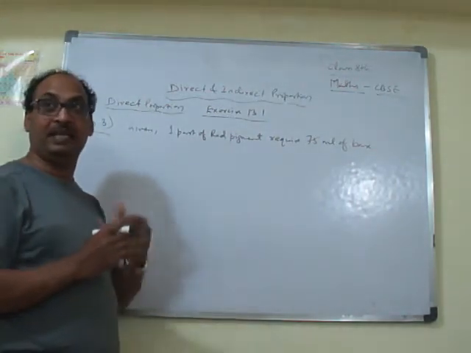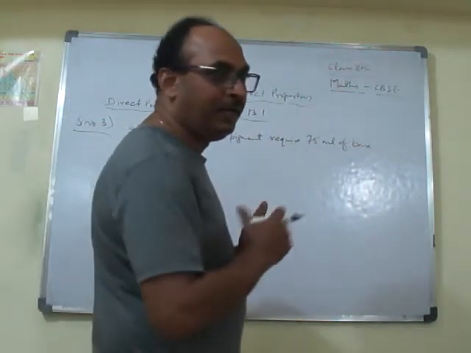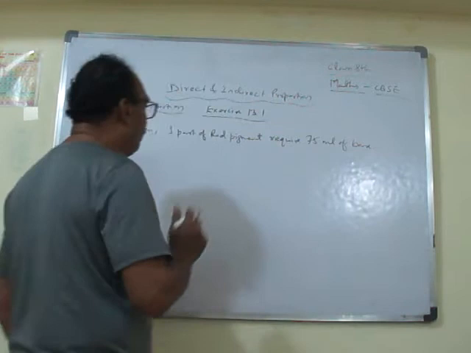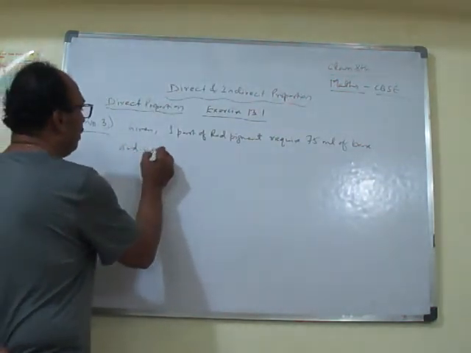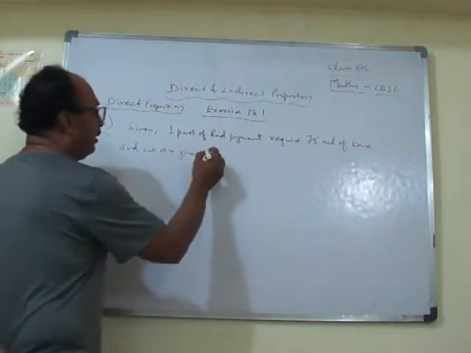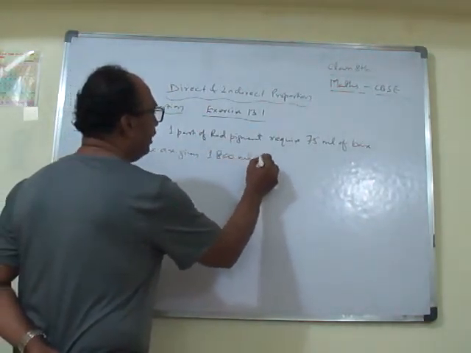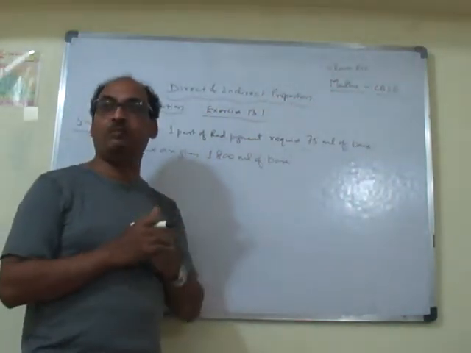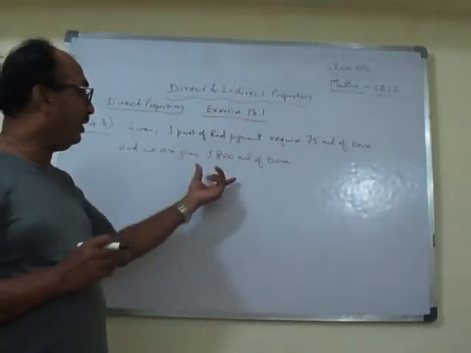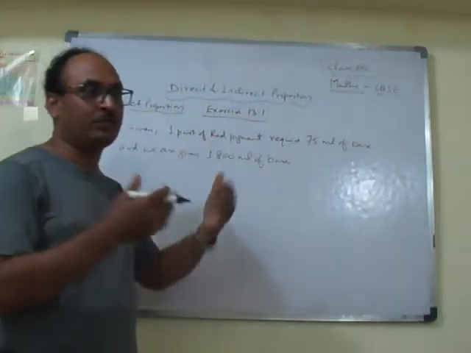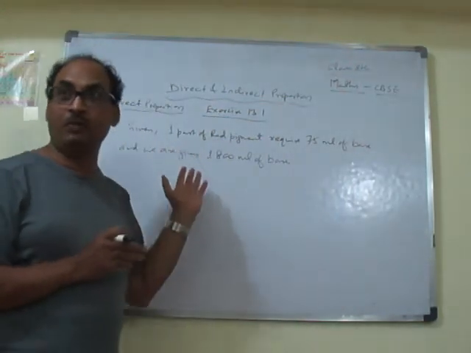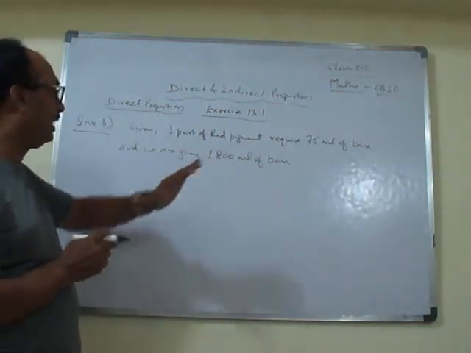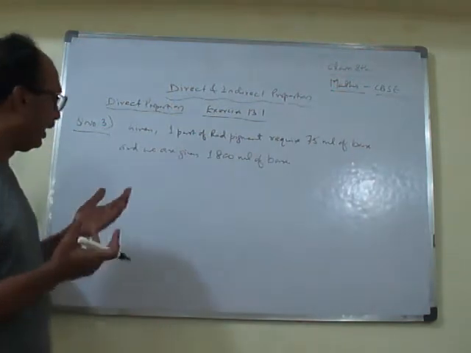How much red pigment will be needed for mixing with 1800 milliliter of base? 1800 milliliter of base is given to us, and we are asked how many parts of red pigment we will utilize for this 1800 milliliter of base. Okay, right? Let us find out.